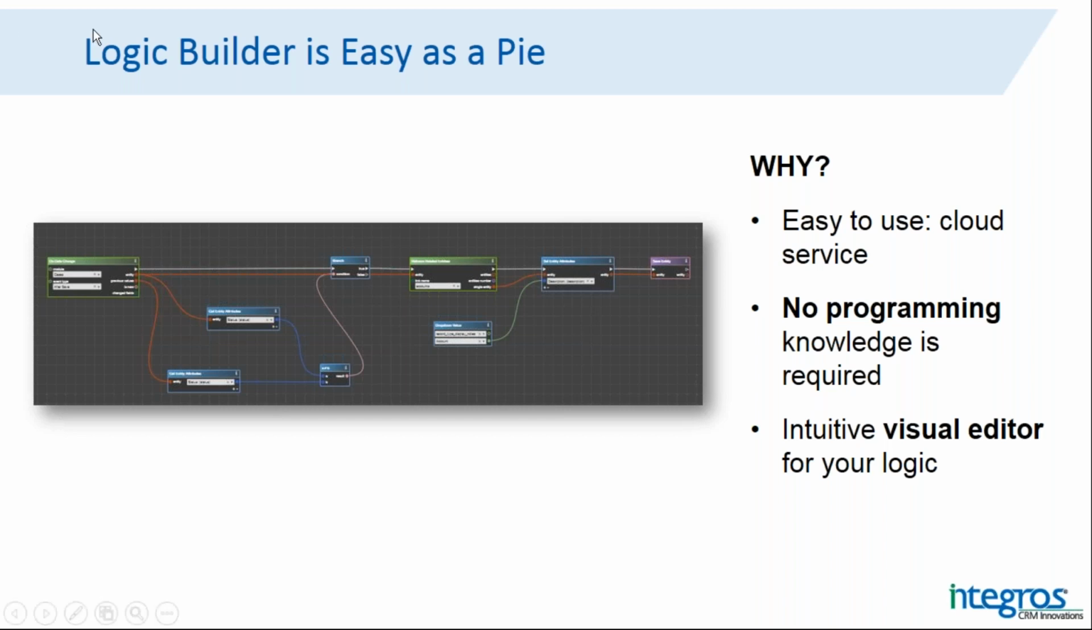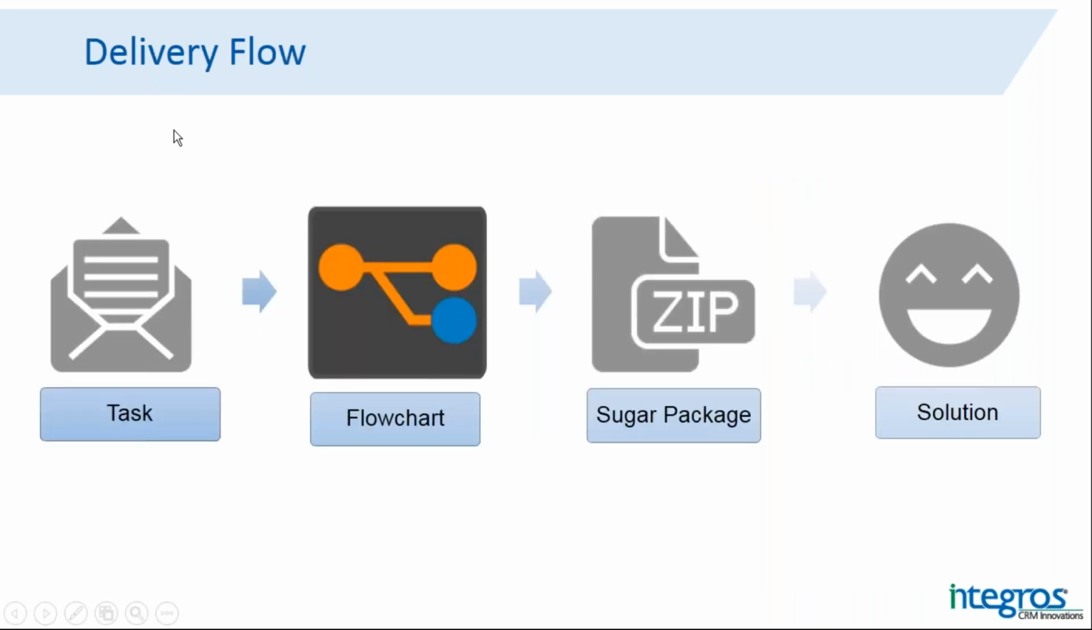The delivery and development cycle with Logic Builder may look like this. You have your task first, so you clearly understand what you need to do. Then, in Logic Builder, you build a visual presentation of your logic, which is called a flowchart. Then, based on this flowchart, you build a Sugar package, which you can deploy into Sugar, and finally you will have a solution. So, let's dive into today's task.